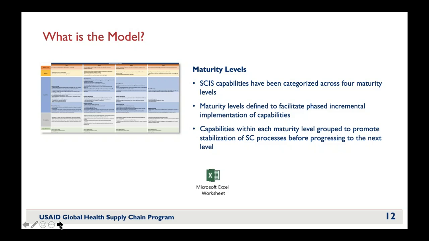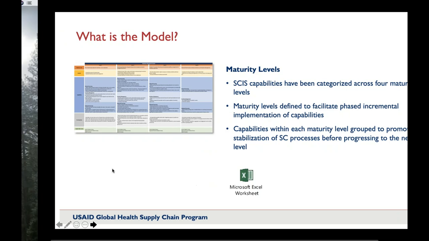So let me move into the model itself. We took this organization of supply chain information systems and determined different sub-capabilities within those processes and functions. And then we categorized them across four different levels. So let me jump into the spreadsheet at this point.